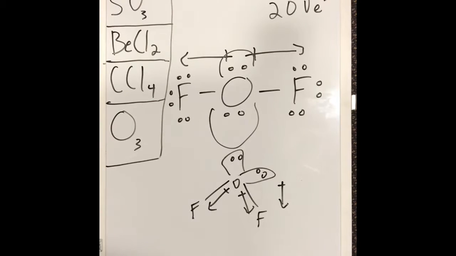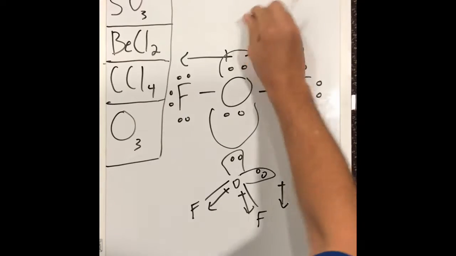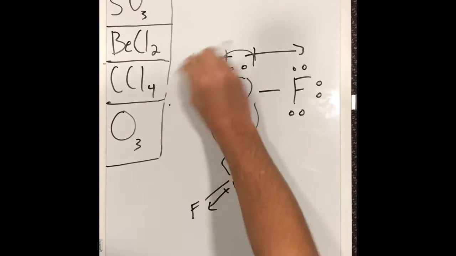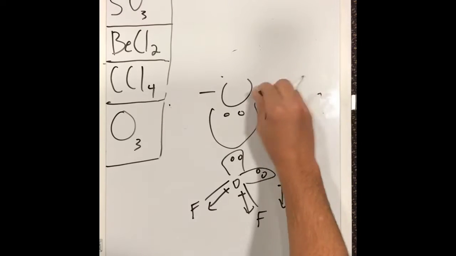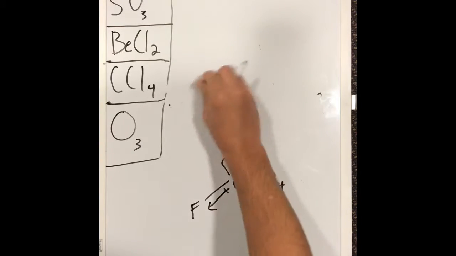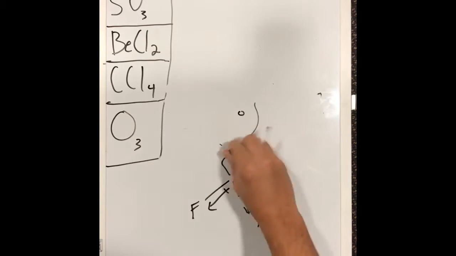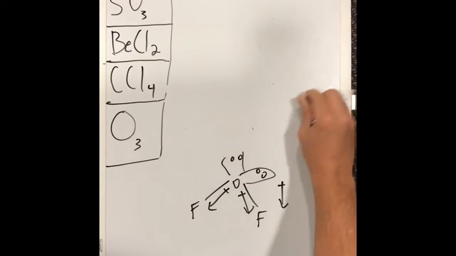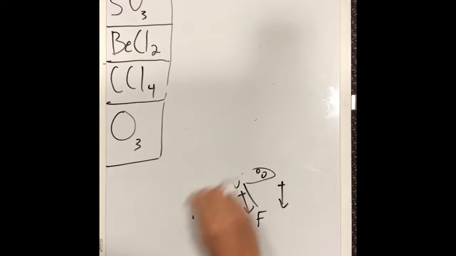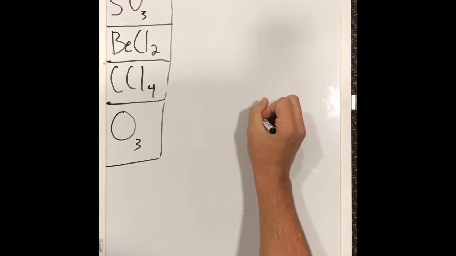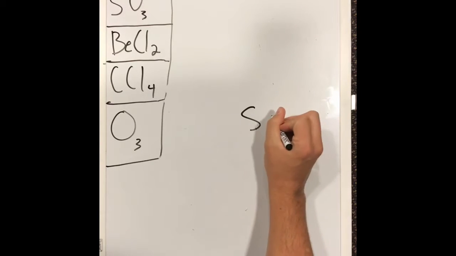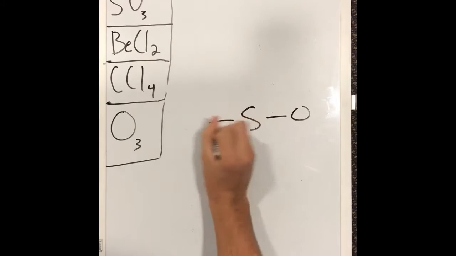Okay. Let me erase all this. Sorry, I don't have a large eraser. Our next molecule is SO3. And I already have the Lewis structure drawn out, so I'm just going to go through it real quick.